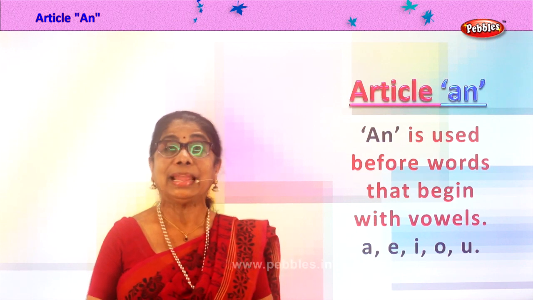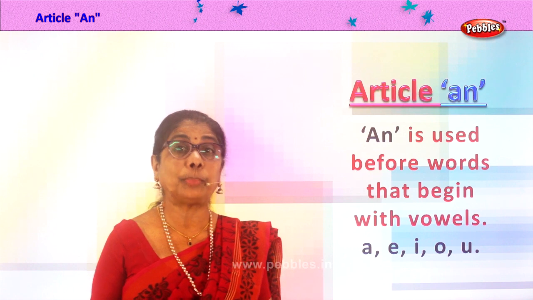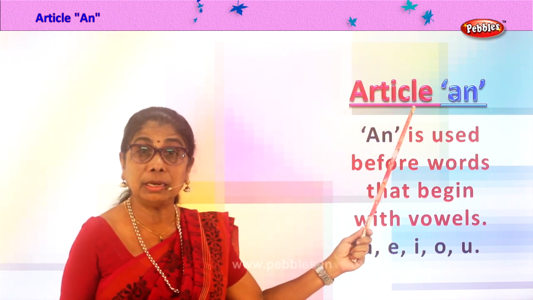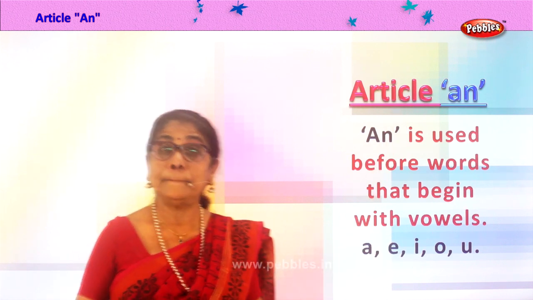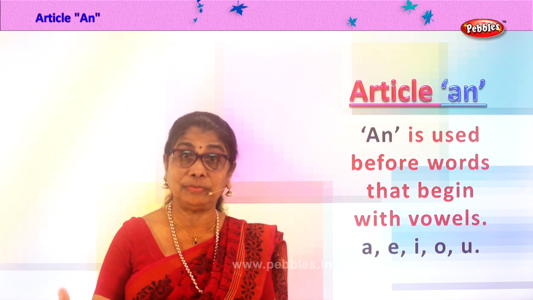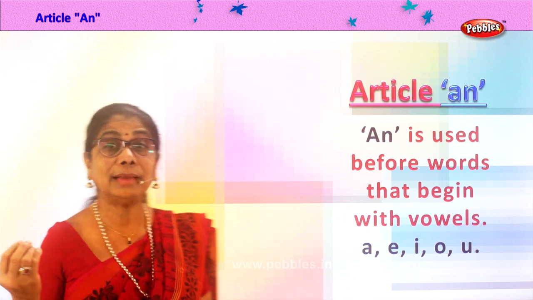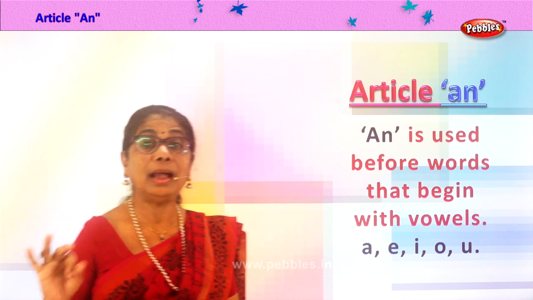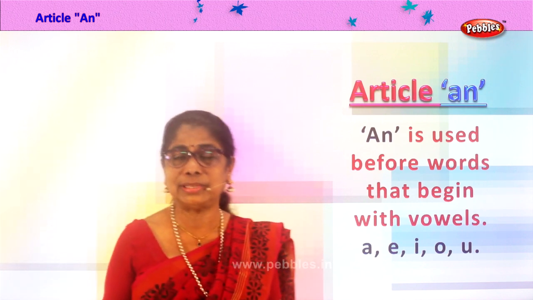Hi children, here is an interesting exercise for you to practice. We are going to look at the use of article "an" before vowels. What is the vowel? A, E, I, O, U. So, use of article "an" before A, E, I, O, U. That's what we are going to look at, and I'm sure you're going to enjoy this exercise.